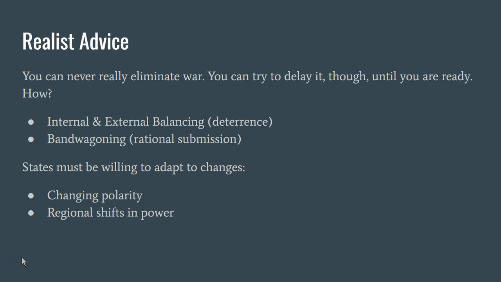All of these things are forms of internal balancing in response to a relative increase in power of another state. External balancing is when you try to find partners who are equally threatened by the rising power of your neighbors. So if you are worried about a shift in relative power, you're not going to be alone in worrying about this shift.